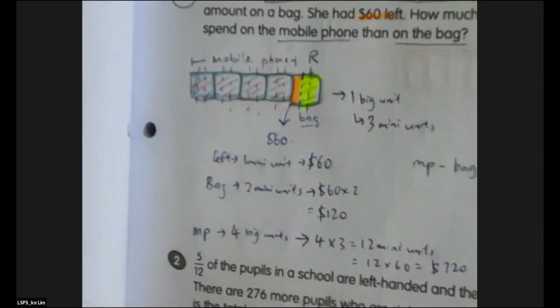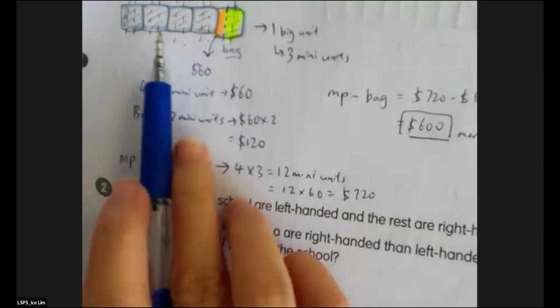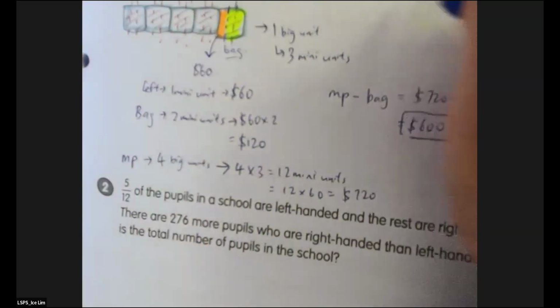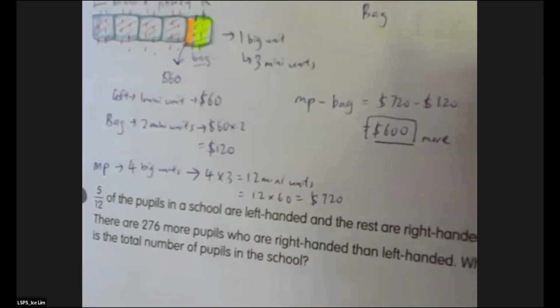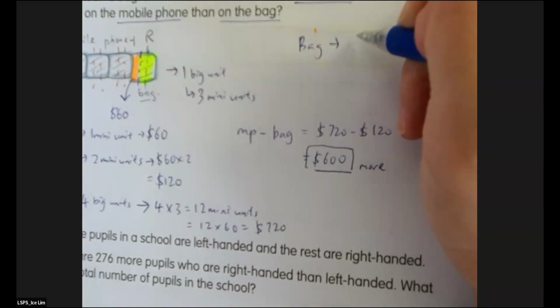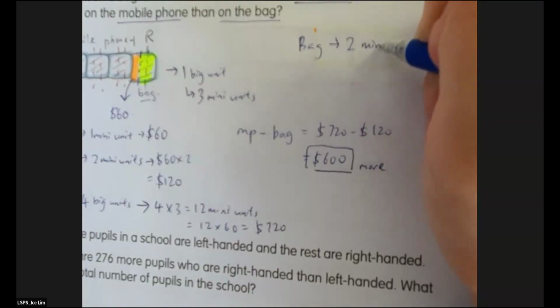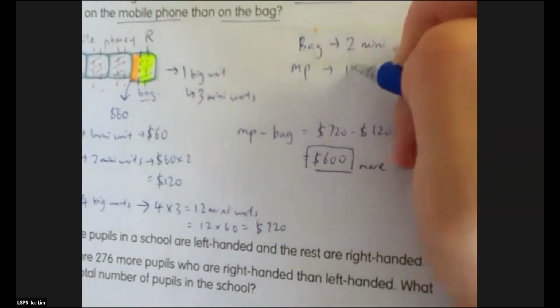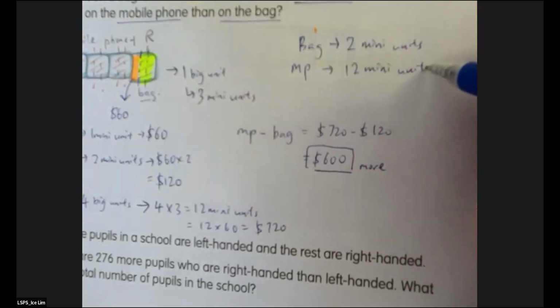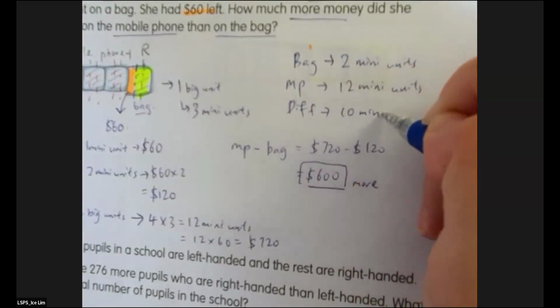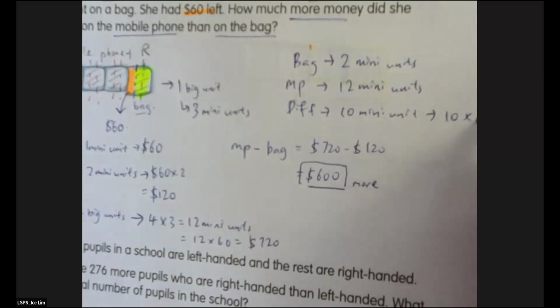Now there's an alternative method that is I count, this is 12 mini units, right? So bag is 2 mini units, because after cutting out, the mobile phone is 12 mini units. So their difference will be 10, no? Their difference is 10 mini units, which is 10 times 60, which is 600. This is the other way.